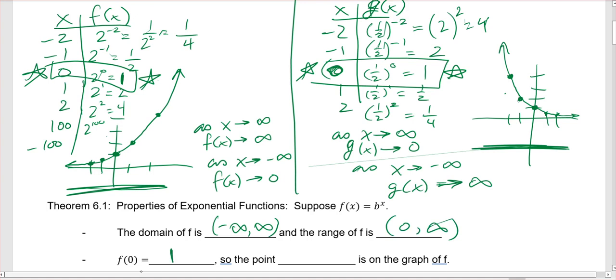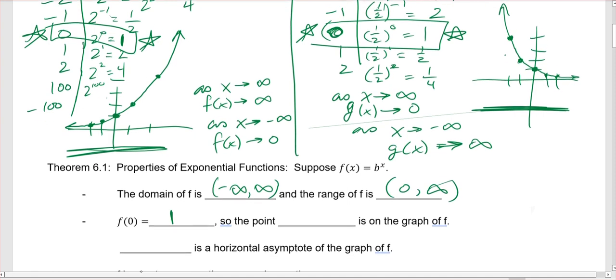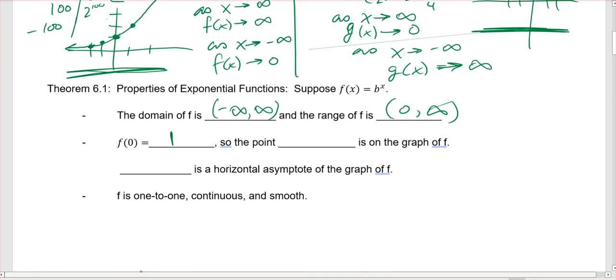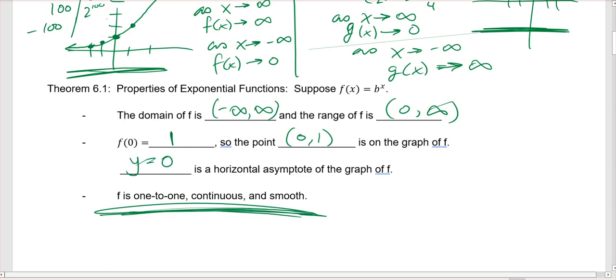This is true, right? f of 0 was 1. If I put a 0 in an exponent position, I always get 1. So that means that the point (0, 1) has to be on the graph of f. And we did have that asymptotic behavior, right? y equals 0 was a horizontal asymptote. Okay, so these things. We drew the graph. This is a consequence of having domain all the real numbers, that continuous and smooth business.